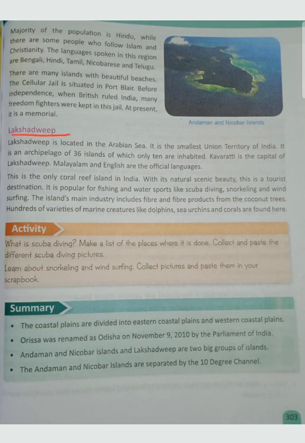Then Lakshadweep. I have already told you, this group of islands is located in the Arabian Sea. So Lakshadweep is located in the Arabian Sea. It is the smallest union territory of India. You know, only Lakshadweep is the smallest union territory. It is an archipelago of 36 islands, of which only 10 are inhabited. So out of 36 islands, only on 10 islands people can live.